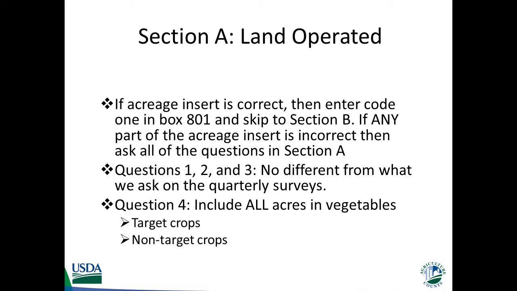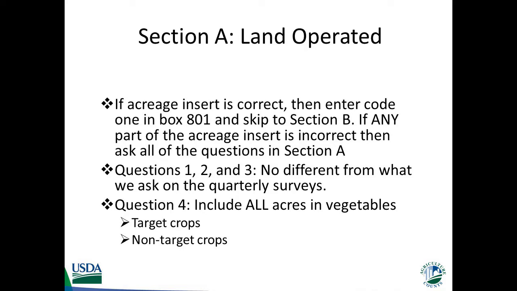In Section A, you are to record information about the target's total acres operated, including acres owned and rented, total acres of cropland, and total acres of cropland planted to vegetables in 2020. Before asking the questions on the page, review the data from the acreage insert that came in the kit envelope.